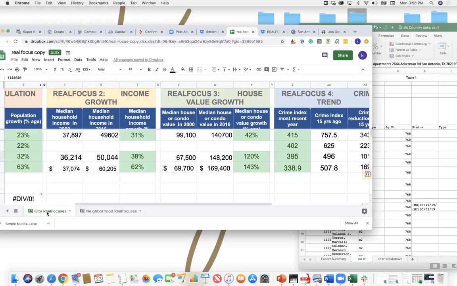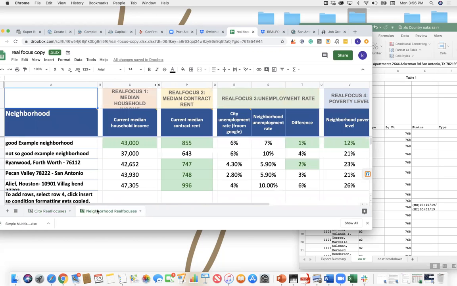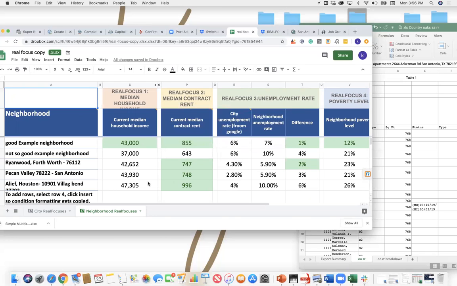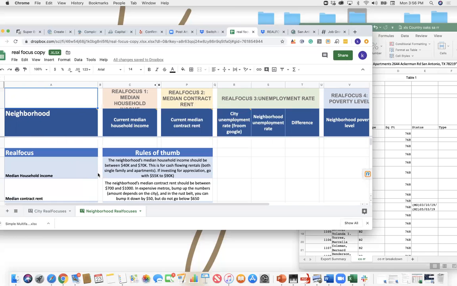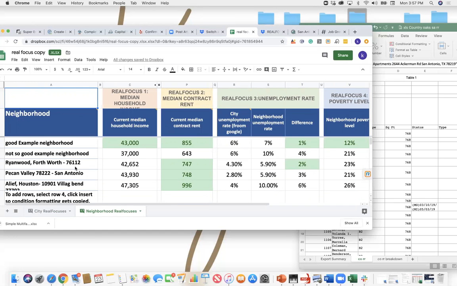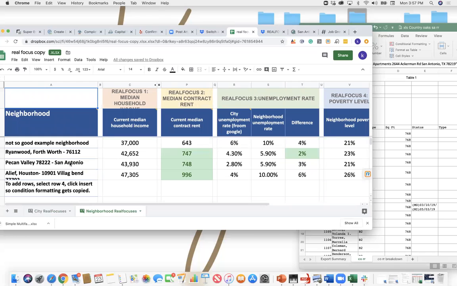So now we've done the city real focus. Now we can do the neighborhood real focus. So you have real focus 1, median household income, real focus 2, median contract rent. Try to scroll down. There we go. Rules of thumb. So right here, I don't remember if I had done San Antonio. I thought I did. There we go. Pecan Valley. So we'll forget this one right here.